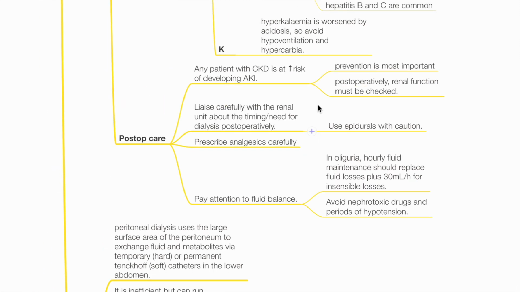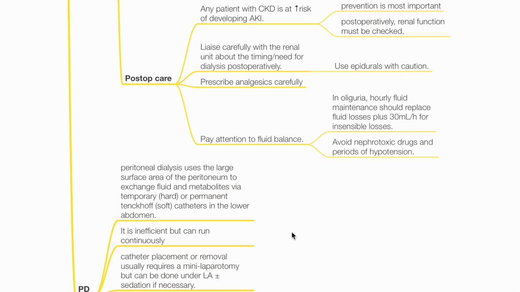Post-op care. Any patients with CKD are at increased risk of developing AKI. Prevention is most important. Post-operatively, renal function must be checked. Liaise carefully with the renal unit about timing and need for dialysis post-operatively. Use epidurals with caution. Prescribe analgesics carefully. Pay attention to fluid balance. Avoid nephrotoxic drugs.